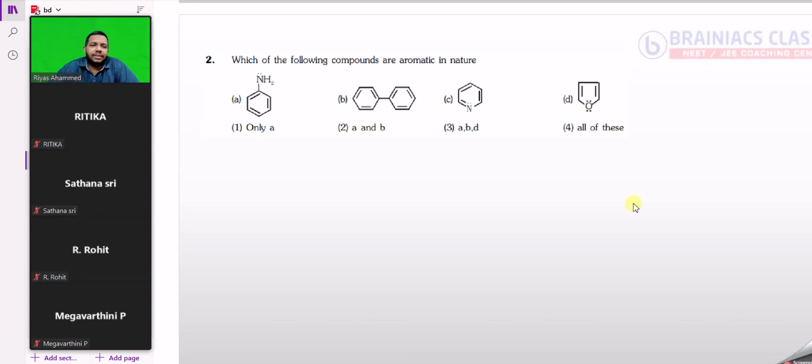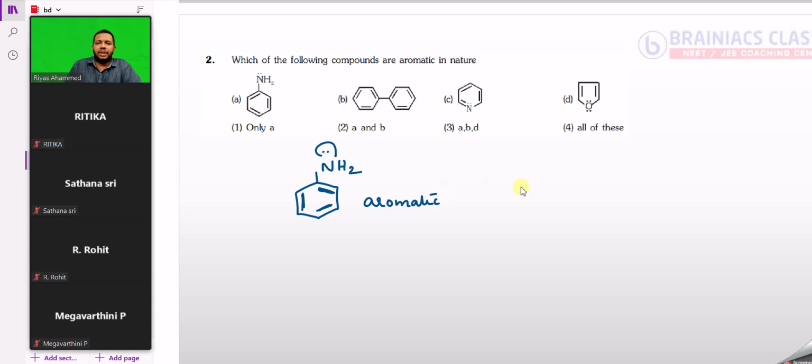So easily you can see here, the first one is aniline. Listen, it's the last question I hope for today's session. Let's see it. I can easily see NH2 with a lone pair, and I know this internal conjugation is present within the compound. So I can easily say this is aromatic.